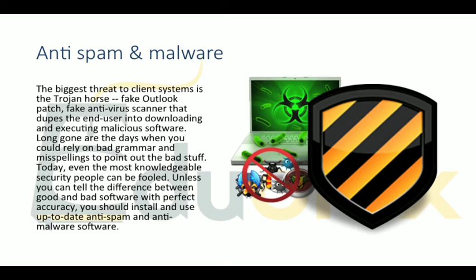So anti-spam and malware. Malware, for you guys who don't know, is short for malicious software. It includes quite a few things. The biggest threat to client systems is the Trojan horse, which is your fake Outlook patch, your fake antivirus scanner that scams the end user into downloading and executing malicious software. As it says here, long gone are the days when you could rely on bad grammar and misspelling to point out the bad stuff. Today, even the most knowledgeable security people can be fooled. Unless you can tell the difference between good and bad software with perfect accuracy, you should install and use some up-to-date anti-spam and anti-malware software.